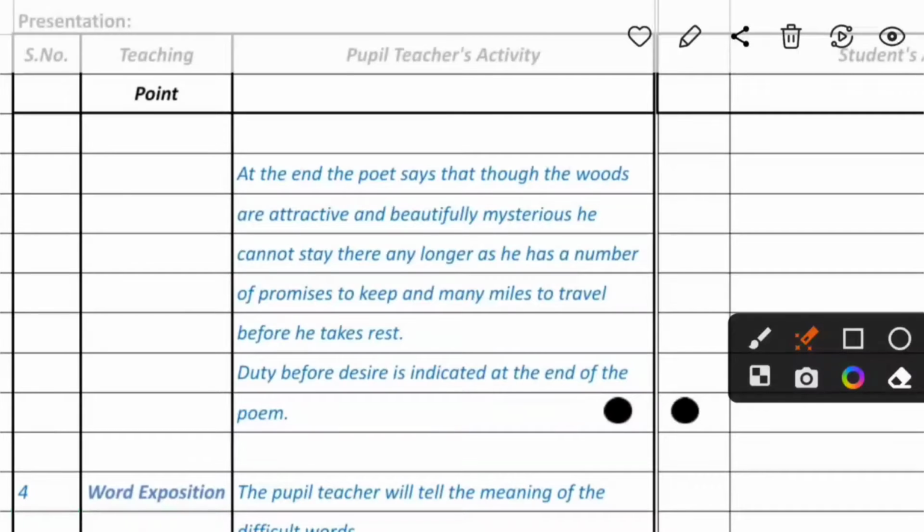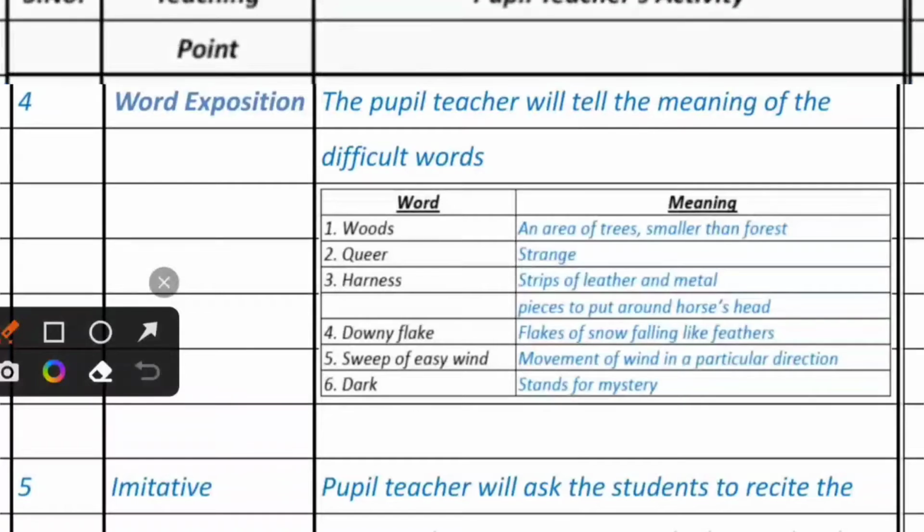Now the fourth teaching point is word exposition. Here the pupil teacher will give the meaning of the difficult words to the students. There is a difference over here in prose and poetry lesson plans. In the prose lesson plan, the pupil teacher elicits the meaning of the difficult words from the students by giving them some clues or by using different devices, etc. But while teaching a poem, the teacher doesn't ask the meanings from the students. Rather, she tells the meaning herself because she doesn't want to disturb the poetic atmosphere of the class.